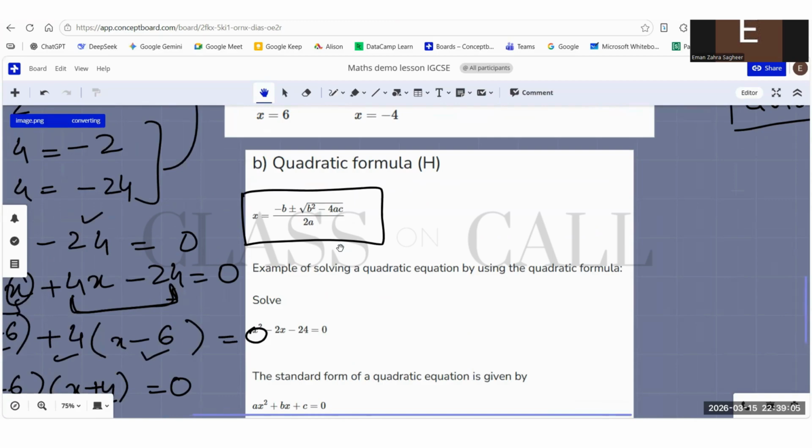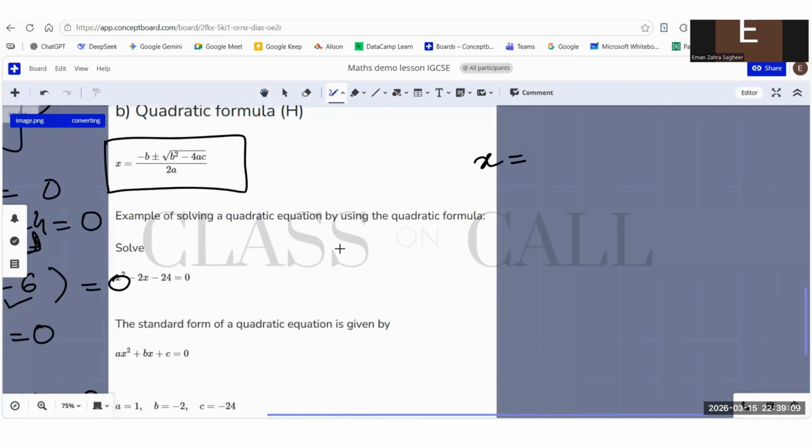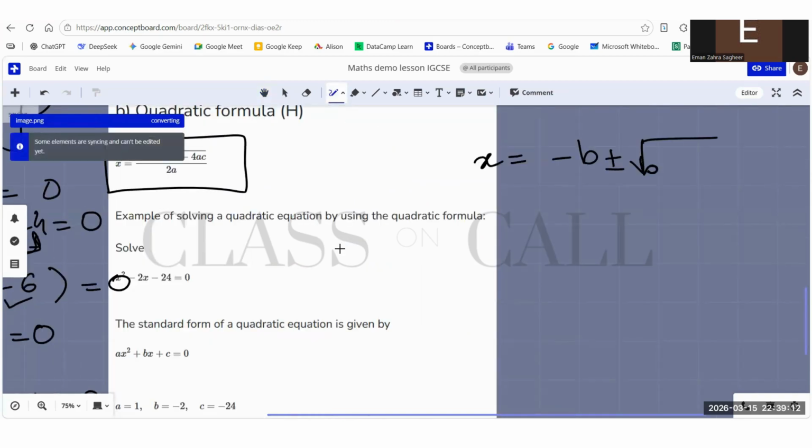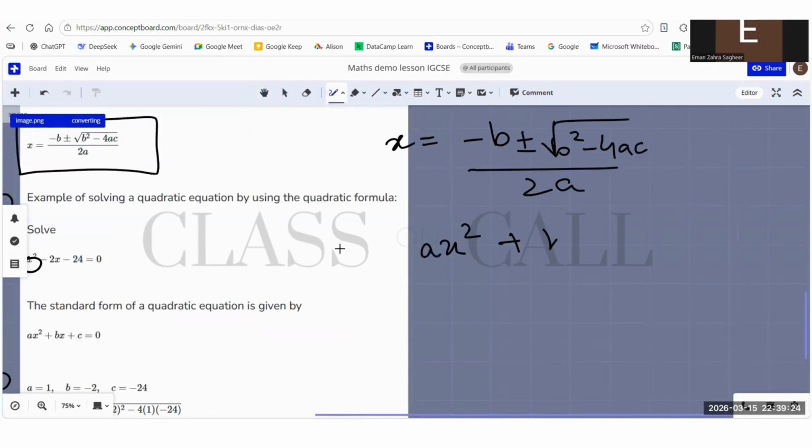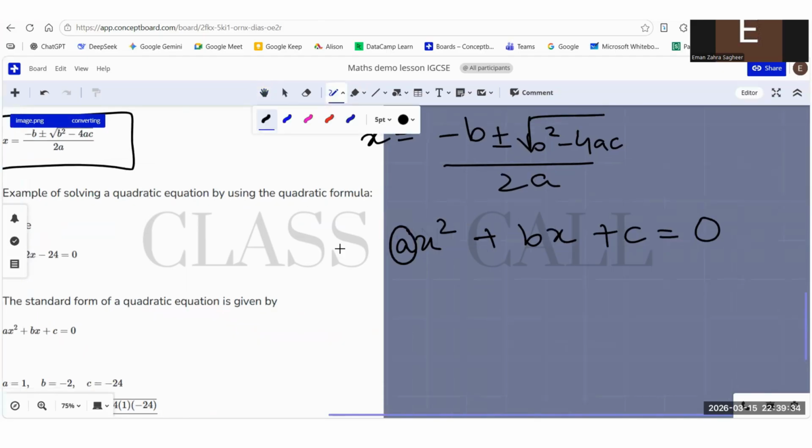So quadratic formula is given by x equals minus b plus minus square root of b squared minus 4ac, divided by 2a. Now, if you remember, what did we learn about the standard form of a quadratic equation? We learned that it's ax squared plus bx plus c equals 0, right? And the signs don't matter. It can be negative or positive. So a is the coefficient of x squared. b is the coefficient of x. c is just a constant. It doesn't have any variables, so it's not a coefficient, it's just a constant.